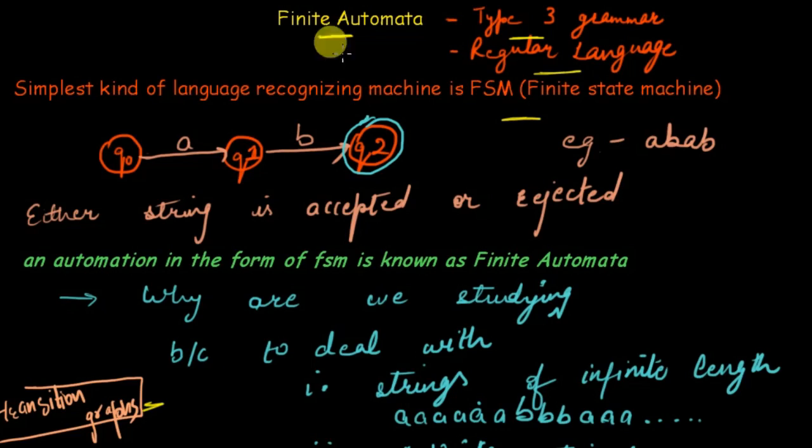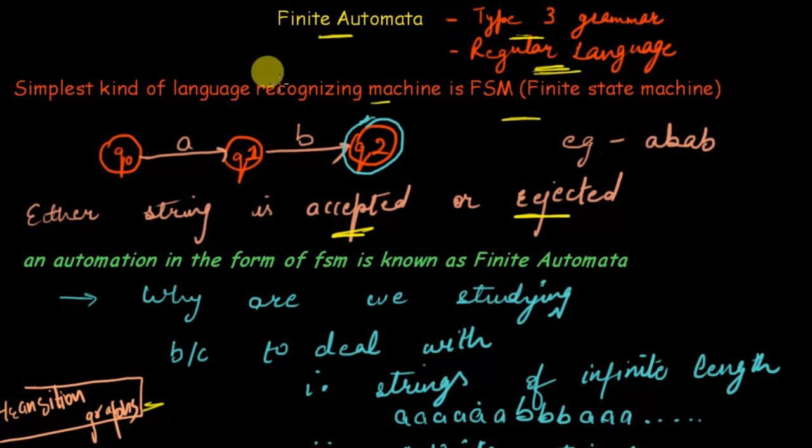Hi everyone, now we are going to start with the finite automata, which is the type 3 grammar, and the language used is known as regular language. Now, as we have studied in the STLD subject, FSM, finite state machine, is the simplest kind of language recognizing machine. That is, we provide it a string as an input and it gives an output. Now, what we are studying here is DFA and NDFA, wherein either the string is accepted or rejected.